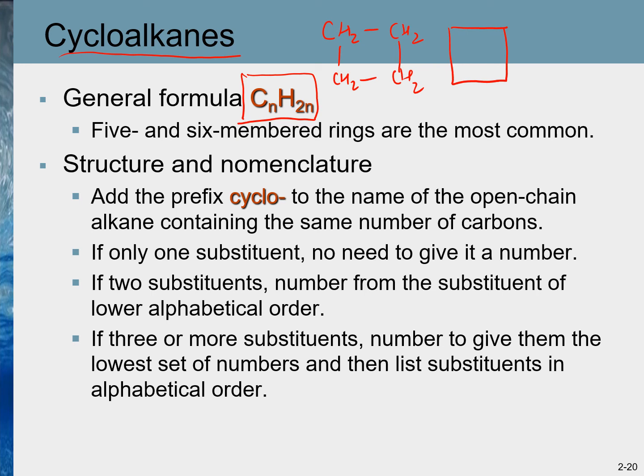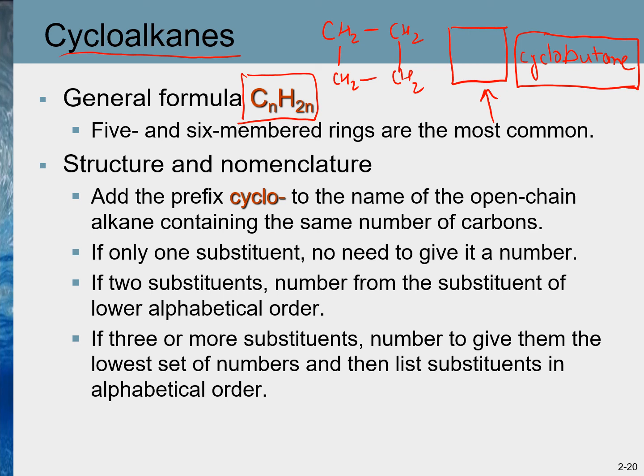In order to name a cycloalkane, we prefix the name of the corresponding open chain alkane with cyclo. Therefore, this 4-membered cycloalkane will be named as follows. We know that the 4-member open chain alkane is called butane, and because it's a cyclic form, we use the prefix cyclo in the front. So the name of this cyclic alkane is cyclobutane.